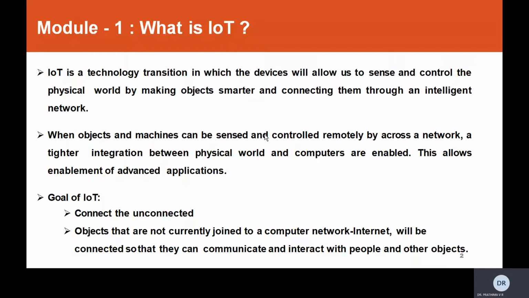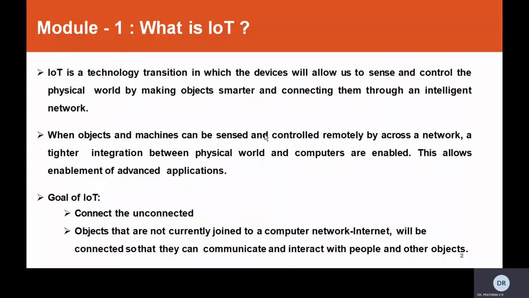This allows the involvement of all those advanced applications which relate to the Internet of Things. The major goal of the Internet of Things is to connect the unconnected. Here, the objects which are not currently joined to a computer network will be connected so that they can communicate and interact with the people and other related objects.